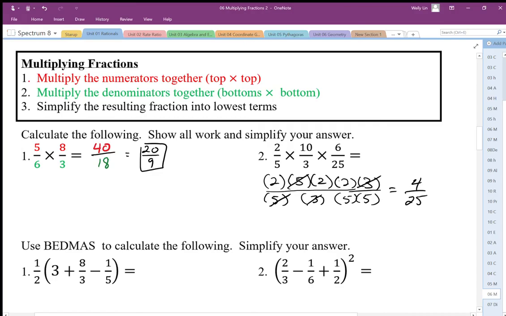Now that's a little bit easier, I think, than to go 2 times 10 times 6, which is 120, over 5 times 3 times 25. That's kind of hard to do, but that's going to be 375, I think it is. And then use our common factor of divide by 15 to simplify that fraction. So that could be one way to do it. Sorry, that's going to be divide by 15 to give us 8 here.